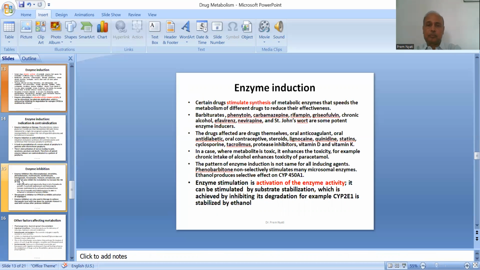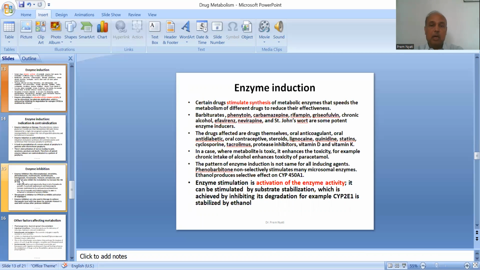Enzyme induction. A few drugs stimulate synthesis of metabolic enzymes that speeds the metabolism of different drugs to reduce their effectiveness. These drugs are referred to as enzyme inducers. So enzyme inducers increase the metabolism of various drugs metabolized by the same enzyme, and they can reduce their effectiveness. Examples of enzyme inducers are barbiturates, phenytoin, carbamazepine, rifampin, griseofulvin, chronic alcohol, efavirenz, nevirapine, and St. John's wort.